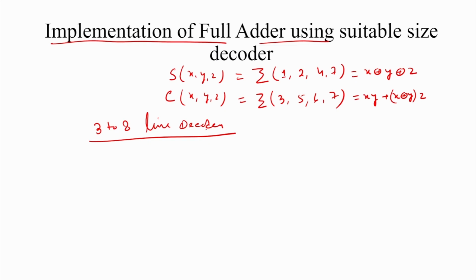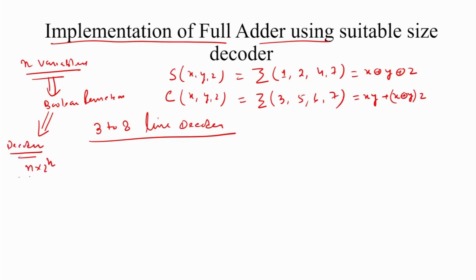Suppose n variables are used to represent a Boolean function. This means we use a decoder of size n to 2 to the power n line decoder. In this case, there are only 3 Boolean variables used to represent a sum output and carry output.